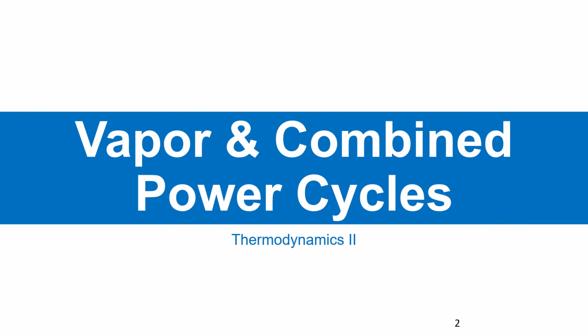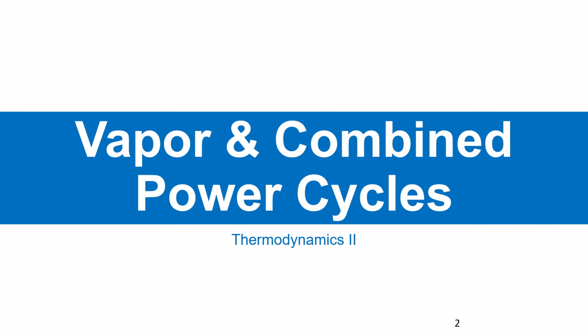Vapor and combined power cycles. This topic discusses vapor and combined power cycles as the backbone of modern power plants. The main focus is how thermal energy is converted into work through controlled thermodynamic processes. These cycles are highly relevant to steam power plants and combined cycle plants. Understanding these concepts is essential to analyze efficiency and possible improvements.